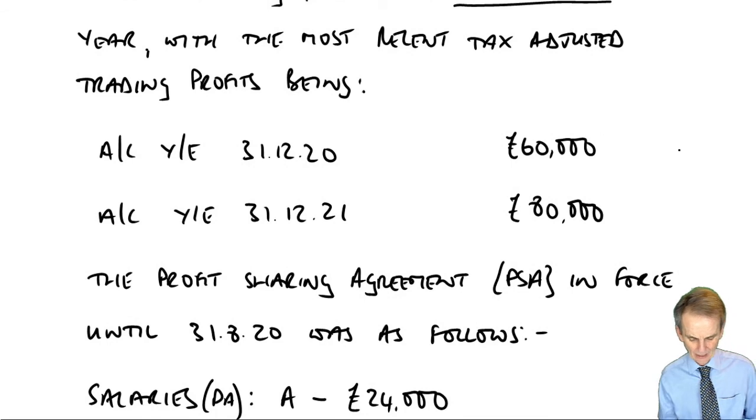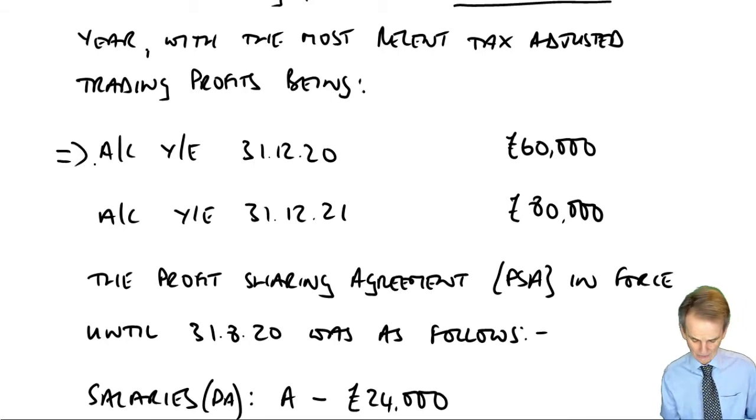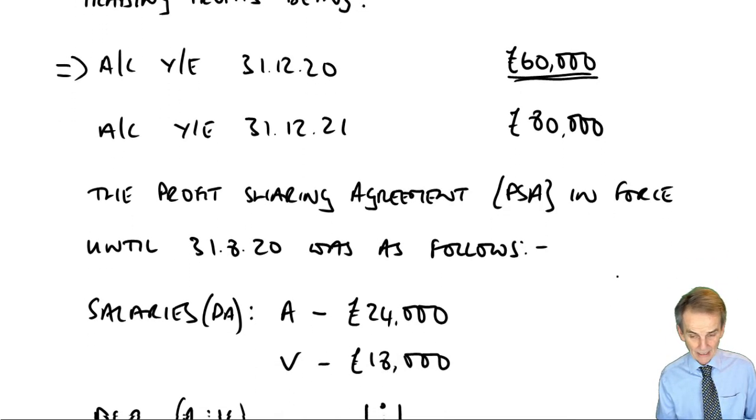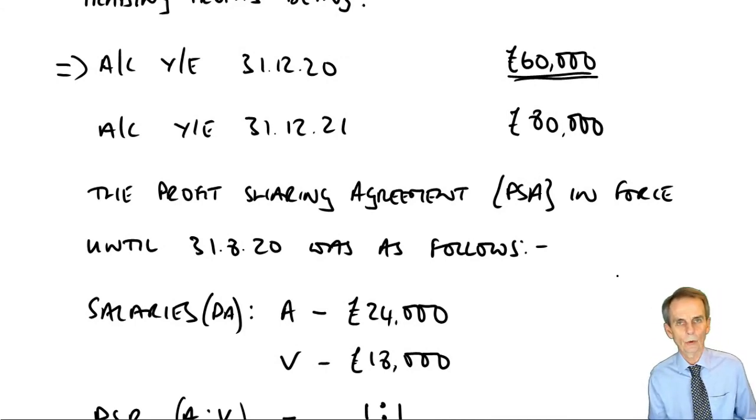With the most recent tax-adjusted trading profits, these are the ones that are going to be relevant to us, being firstly for, which will occupy us for the first part of this example, the year ended 31st of December 20, where we had a £60,000 tax-adjusted trading profit. Again, if you were dealing with a larger Section C question, no doubt there, you'd be provided with the statement of profit or loss for the partnership. You'd have to do your adjustment of profits, your capital allowances, get the tax-adjusted trading profit, and then split it between the partners using the agreement in force during the accounting period.